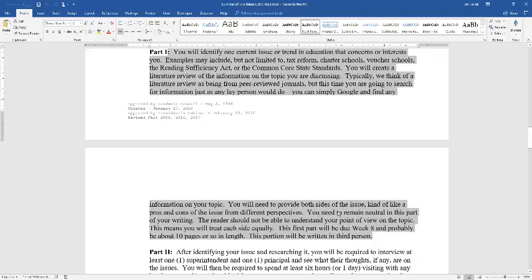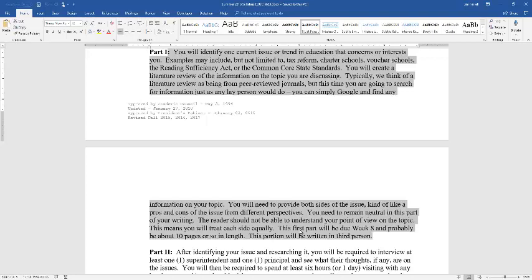You will provide both sides of the issue, kind of like the pros and cons of the issue from different perspectives. You need to remain neutral in this part of your writing. The reader should not be able to understand your point of view on the topic. This means you will treat each side equally. This first part will be due week 10 and probably be about 10 pages or so in length, and it will be written in third person.